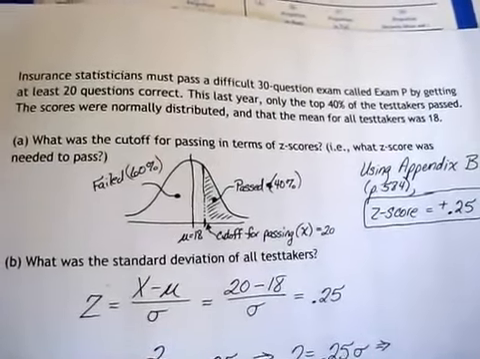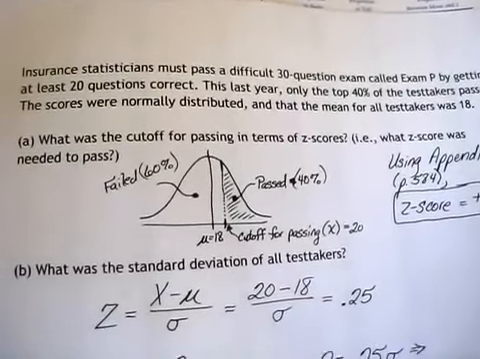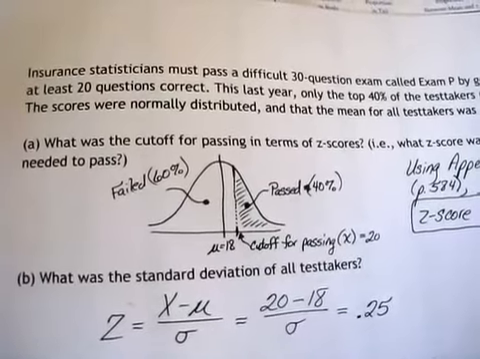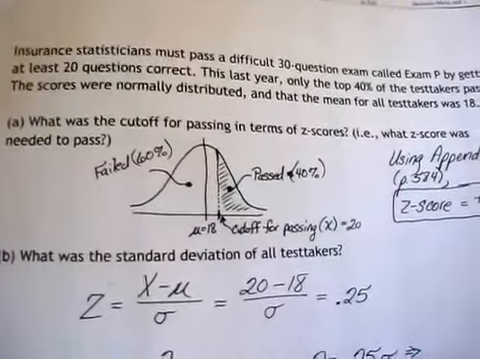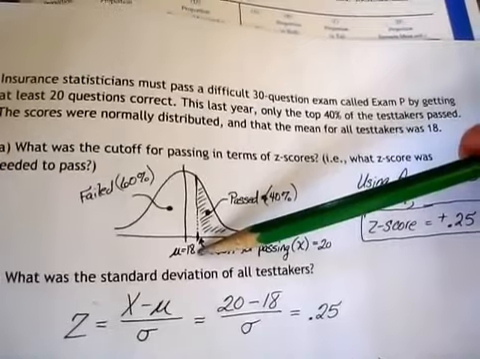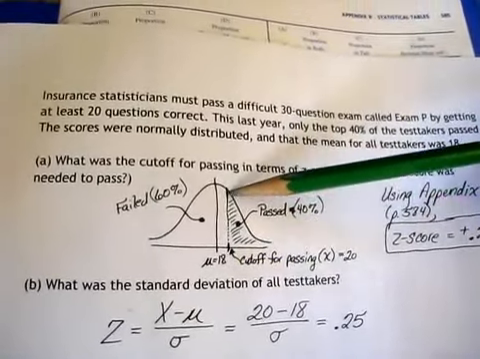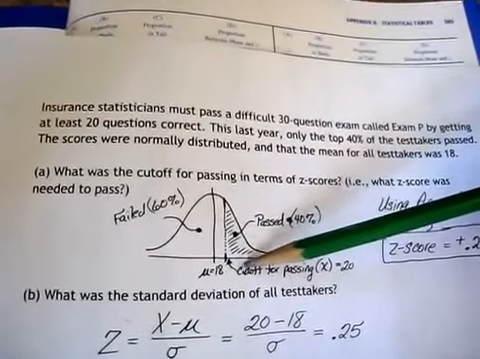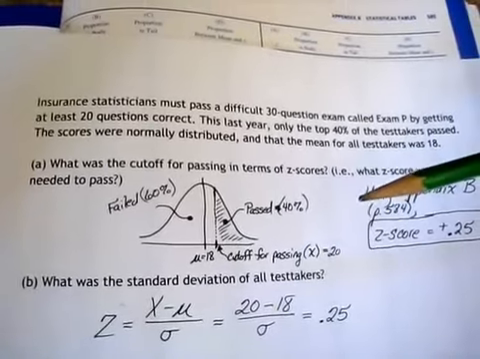Okay, to start this problem, I would recommend setting up a drawing. So we draw the normal distribution, and we notice that the mean is 18. That's given in the problem, so we can label that on our normal distribution right here. We also know that 40% passed with the 20, so we can shade in this 40% up here, and we know that our cutoff score, which we have as capital X, is 20.